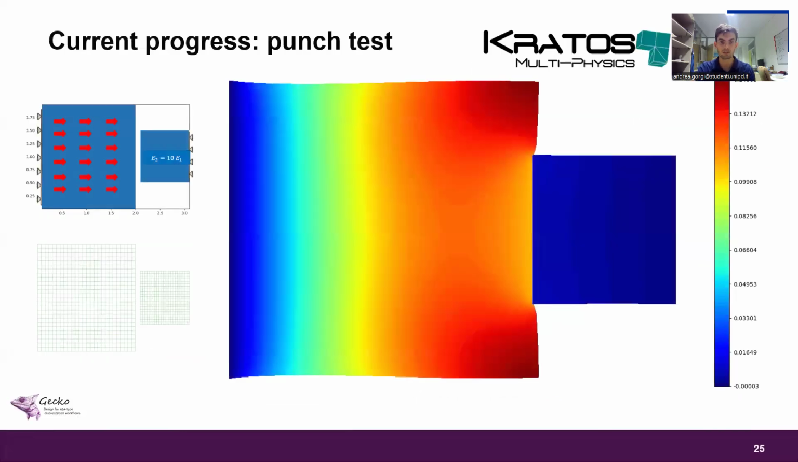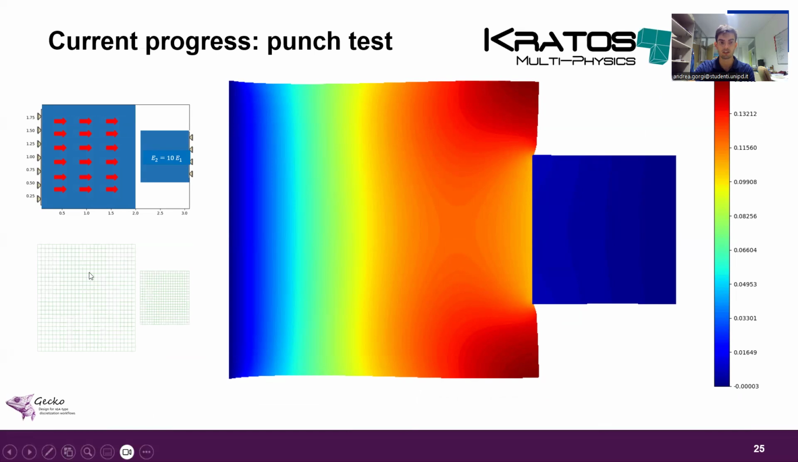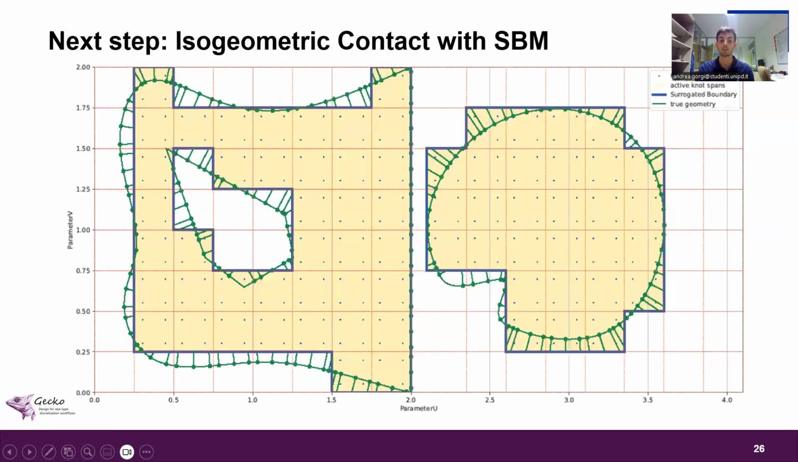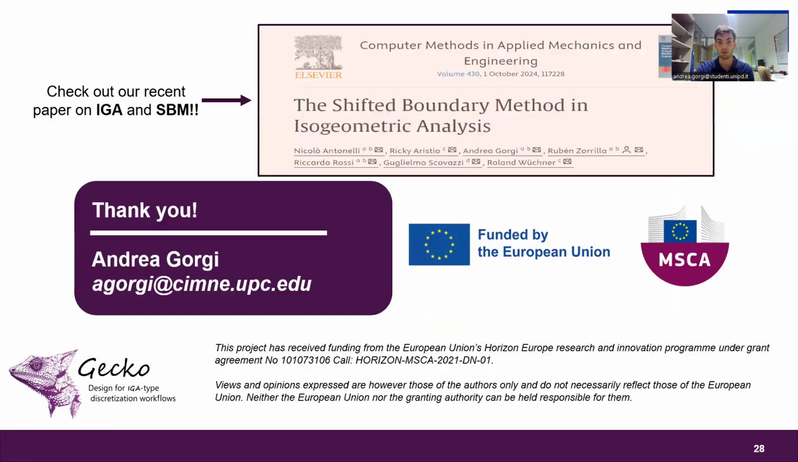Regarding the current progress for the contact, we are able to solve, for example, a simple patch test with IGA, with a coarse mesh, and in this case, the result is very, very similar to the one obtained with the finite element method in Kratos, which is very, very promising, but we hope to move as soon as possible to the case of contact with immersed objects with isogeometric analysis and the shifted boundary method. So that would be all.